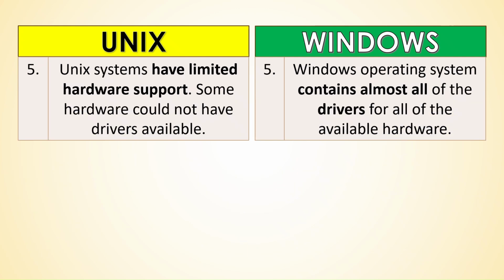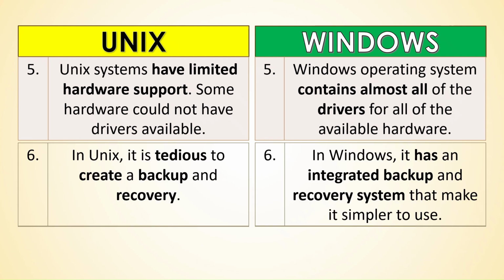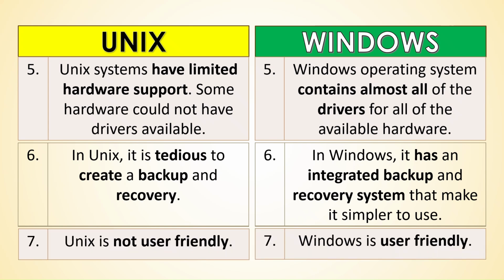Unix systems have limited hardware support. Some hardware may not have drivers available. Windows operating system contains almost all of the drivers for all of the available hardware. In Unix, it is tedious to create a backup and recovery. Windows has an integrated backup and recovery system that makes it simpler to use. Unix is not user-friendly. Windows is user-friendly.